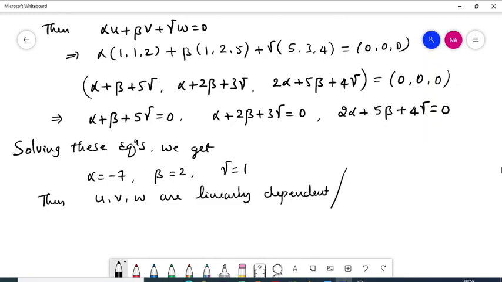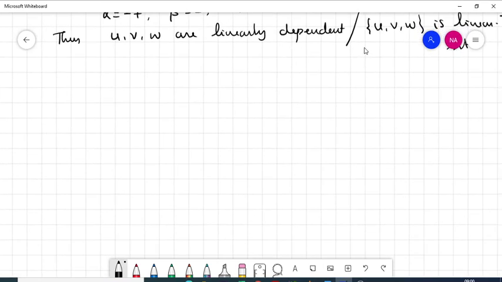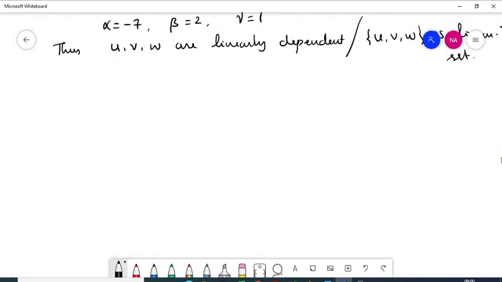Or the conclusion can be written this way: thus U, V, W is a linearly dependent set. You can write it in that sense also. So similarly you can consider a few more. I'll just list out all the problems here. You can solve the remaining problems.